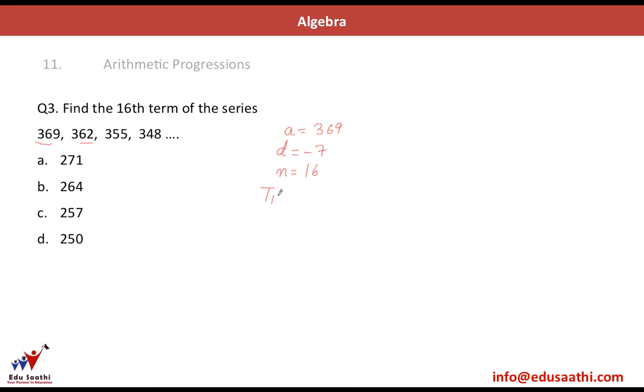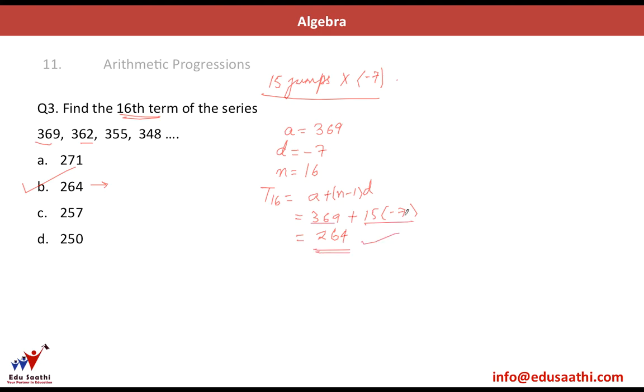In general, the nth term would be given by a plus (n minus 1) into d. So this will be 369 plus 15 into minus 7. 15 into 7 comes out to be 105, which has to be subtracted and not added. So the value that you will end up with will be 264. It is a similar question: 16th term means you will make 15 jumps and the value of each jump is minus 7. So subtract it from the first term and you will get your answer of 264.